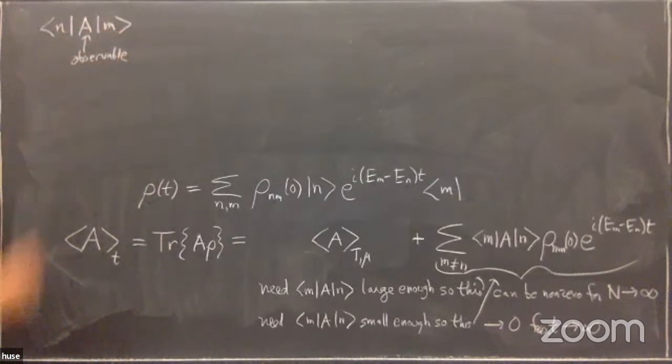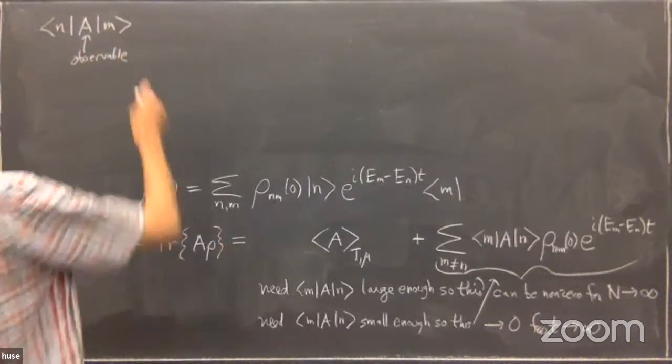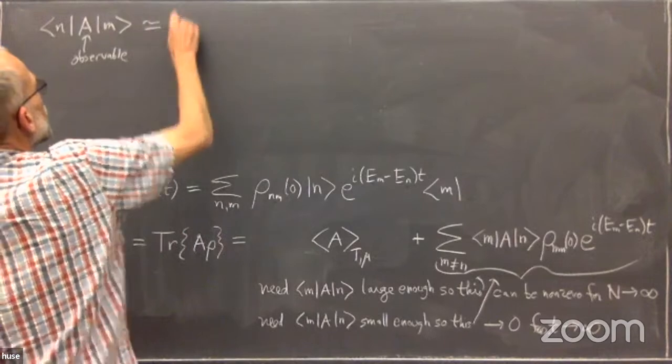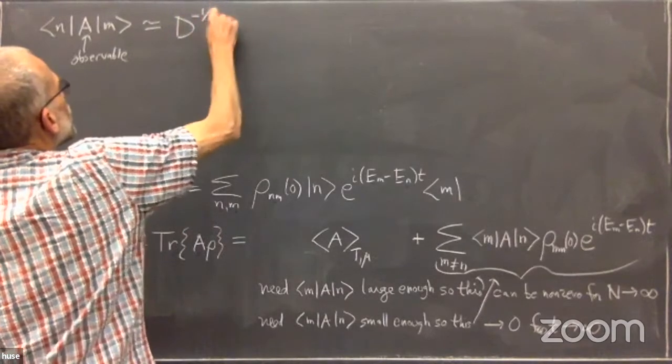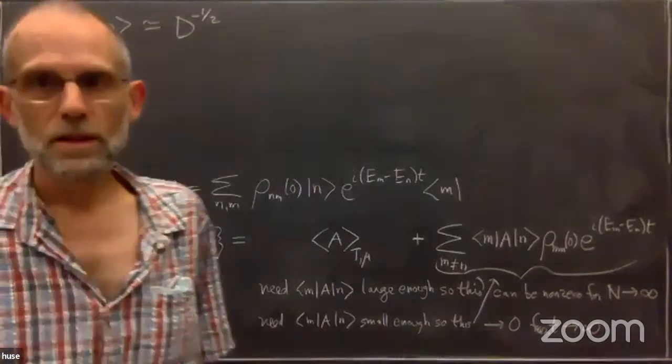What are these matrix elements? Hey, David, quick question. Yeah, go ahead. How important is taking the order of n or t to infinity in matter?